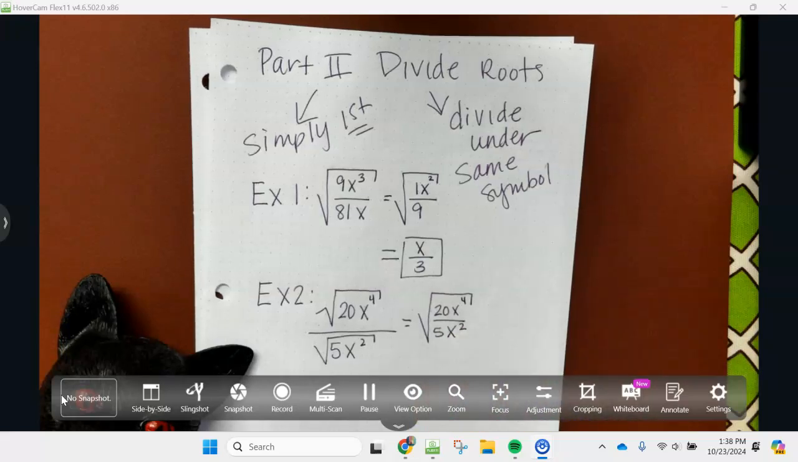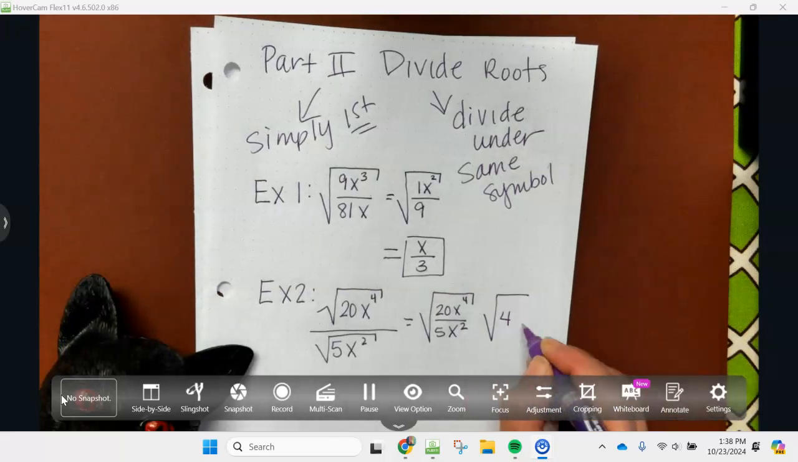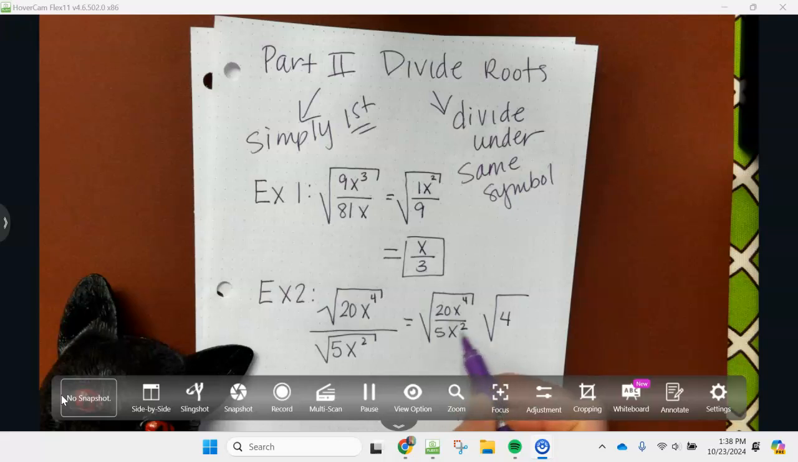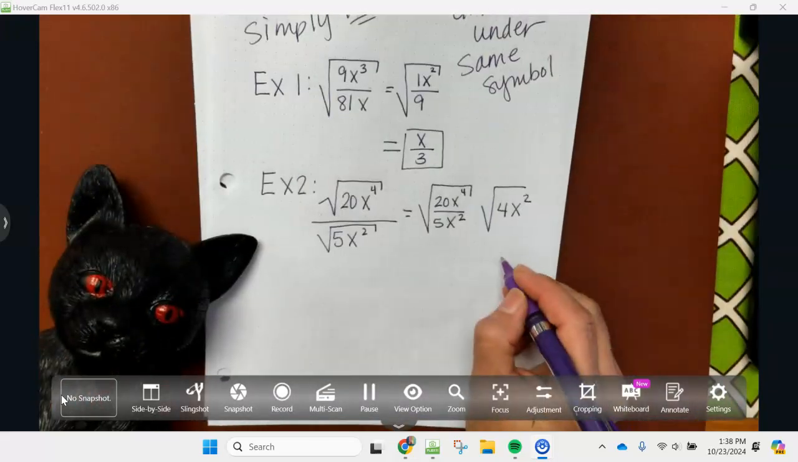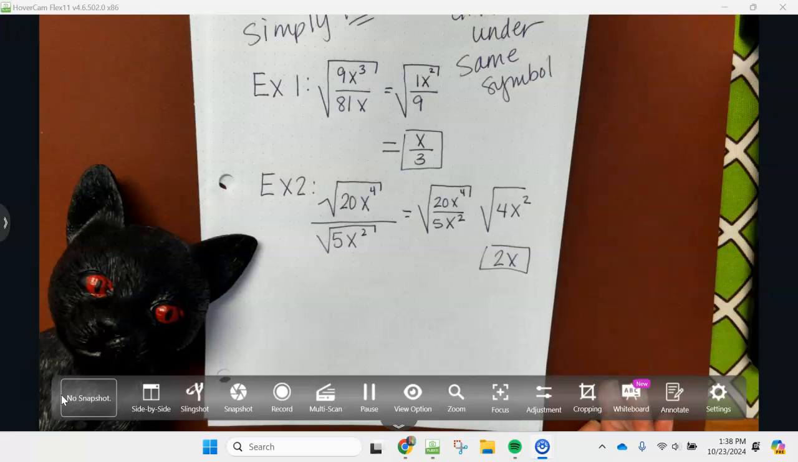All right, so what we do know for sure is 20 divided by 5, that's just going to be a 4. And then if 20 divided by 5 is 4, and you had 2 x's on the bottom, they canceled out 2 x's on the top, that's going to be 4x squared. So this answer is just going to be 2x. All right, let's go ahead and take a look at another one.